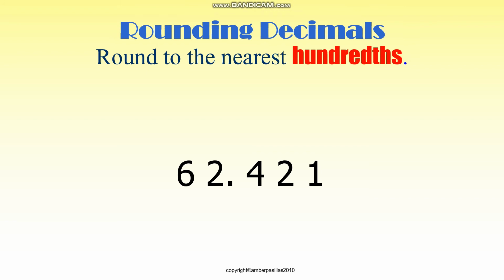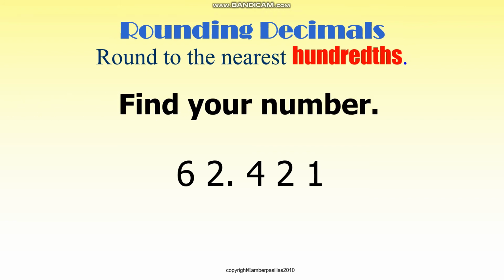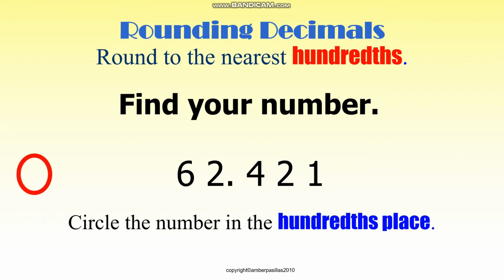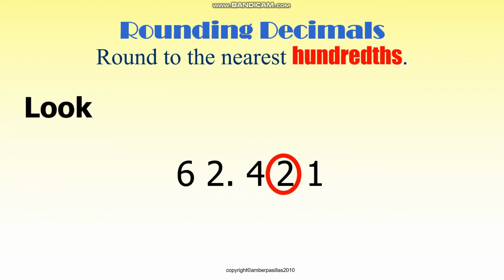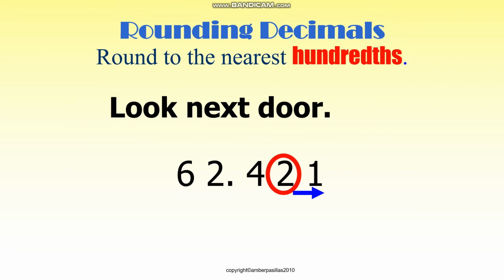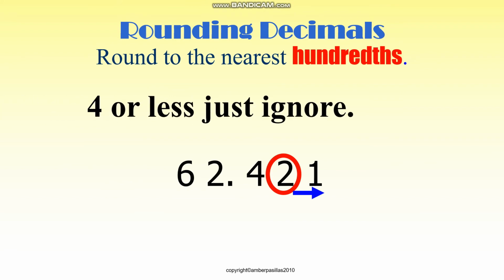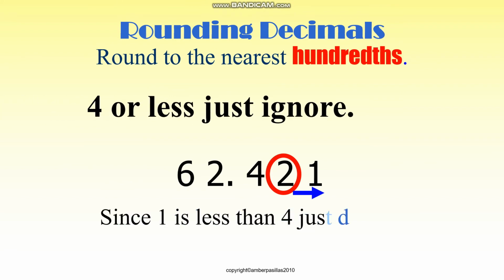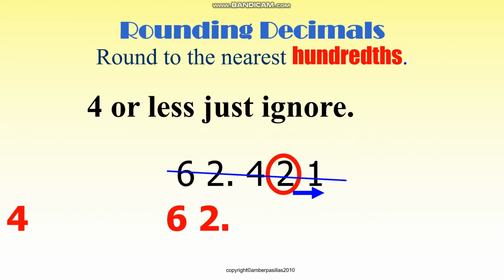Round to the nearest hundredths. So find your number. Where is the hundredths place? The hundredths place is 2. And it is followed by 1. So the rule is, if it is 4 or less, just ignore. So you just simply copy 2. And all the digits to its right become 0. And all the digits to its left, you need to copy. That's why the answer is 62 and 42 hundredths.